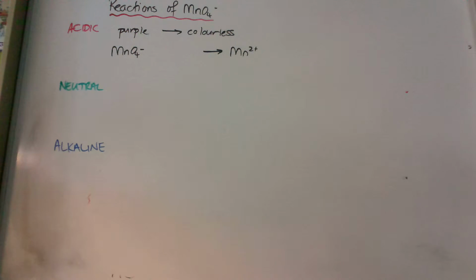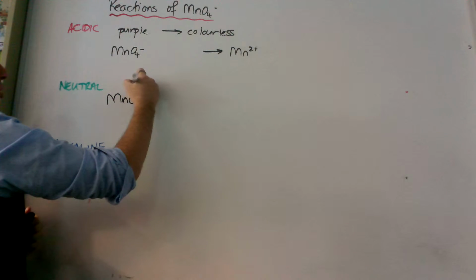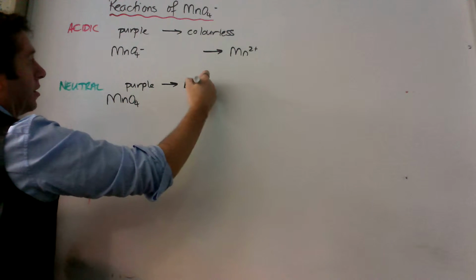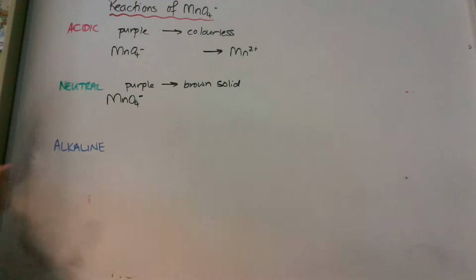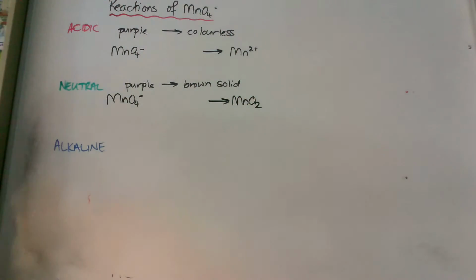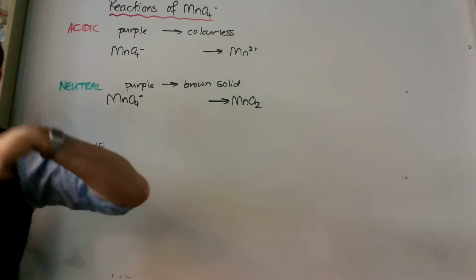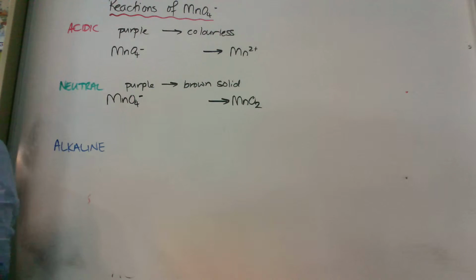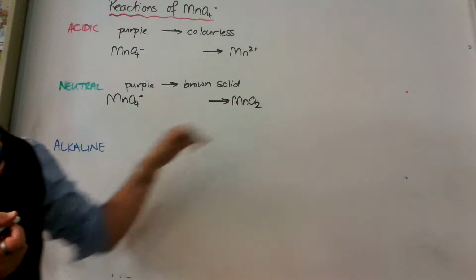Okay. Under neutral conditions, so when I put it with just water, we actually noticed that it went from purple to a brown solid. So we've got permanganate, MnO4-, and we just need to know that that brown solid is MnO2. So it's a new one for us to learn, manganese 4 oxide or manganese dioxide. By coincidence, it's also the catalyst for hydrogen peroxide auto-oxidizing. So hydrogen peroxide reacting with itself to make oxygen and H2O. All right? By coincidence, it's not because.